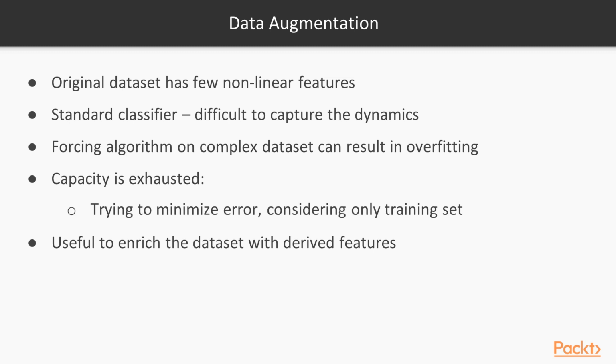Sometimes the original dataset has only a few non-linear features, and it's quite difficult for a standard classifier to capture the dynamics. Moreover, forcing an algorithm on a complex dataset can result in overfitting the model, because all the capacity is exhausted in trying to minimize the error, considering only the training set, and without taking into account the generalization ability. For this reason, it is sometimes useful to enrich the dataset with derived features that are obtained through functions of the existing ones.